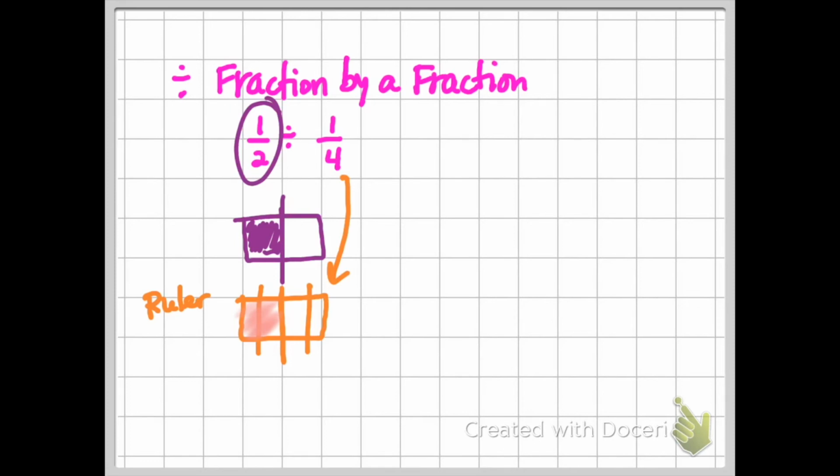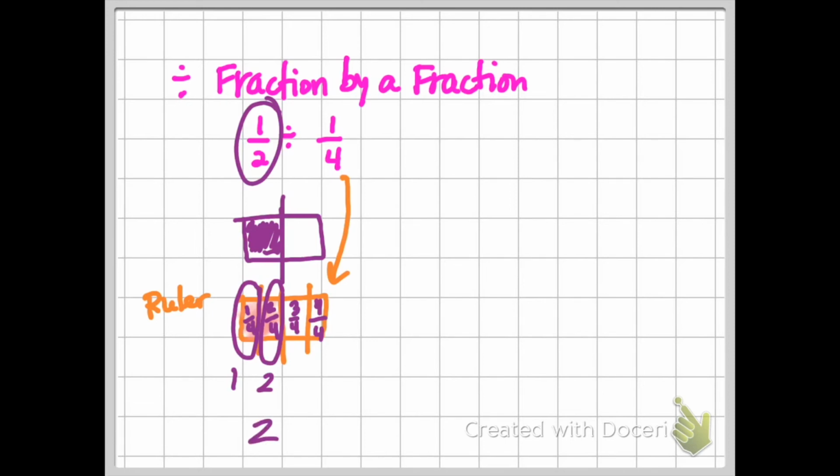So how much is each section worth? Well, let's take a look. I've got 1/4. This is 2/4, 3/4, and 4/4. So right now, I have 2 1/4 sections that equal 1/2. So my answer should be 2.